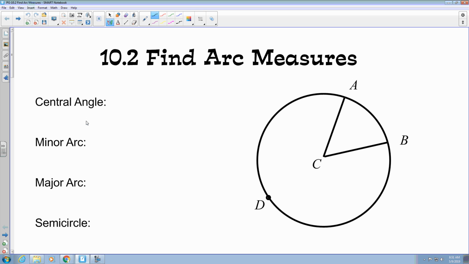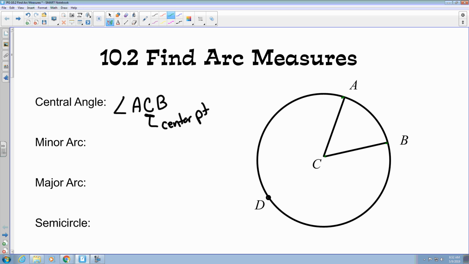So the central angle is the angle whose vertex is at the center of the circle, and in this particular diagram it is considered to be angle ACB. You have to remember that this middle value here must be the center point of the circle. Okay, so ACB. It could have been BCA if you would have chosen to do it that way.